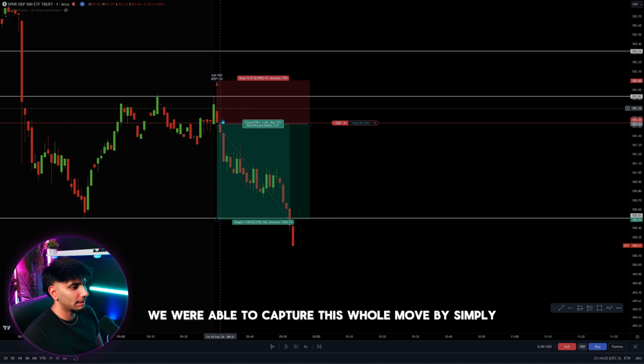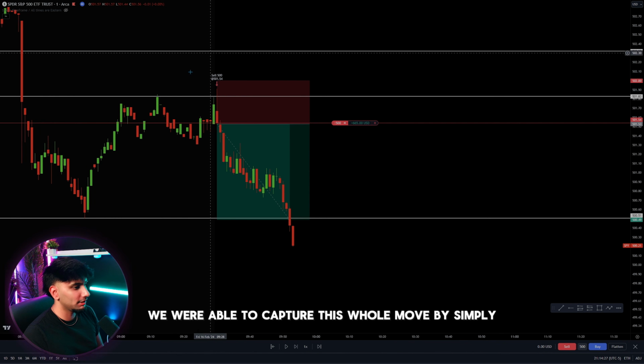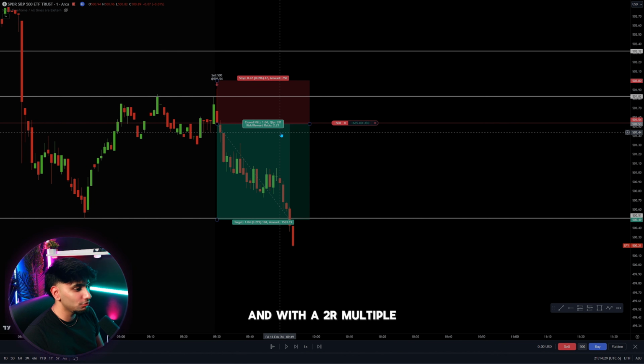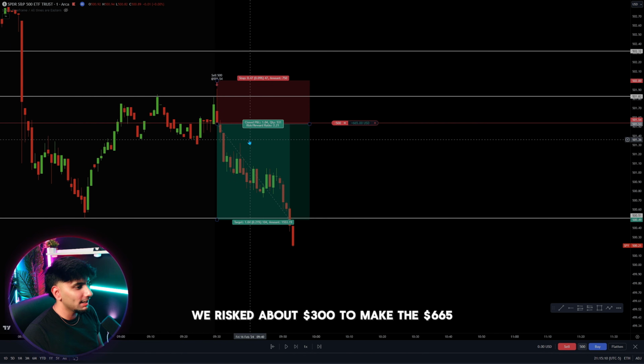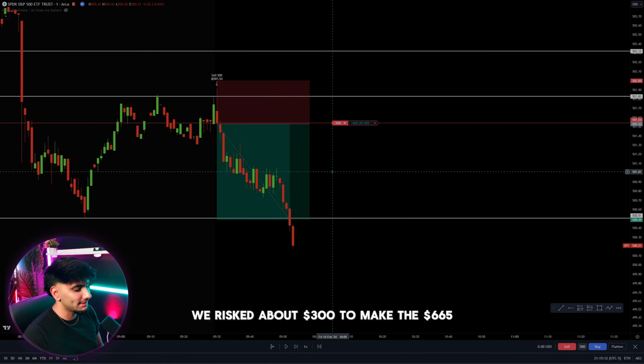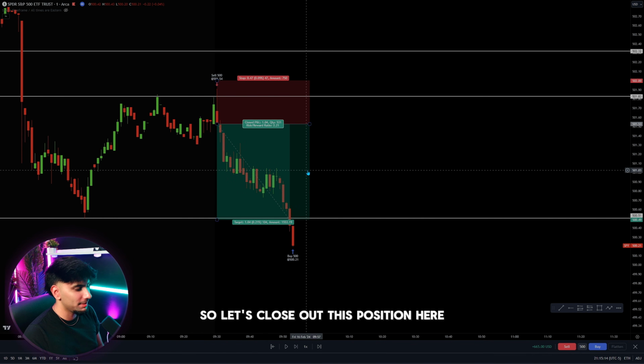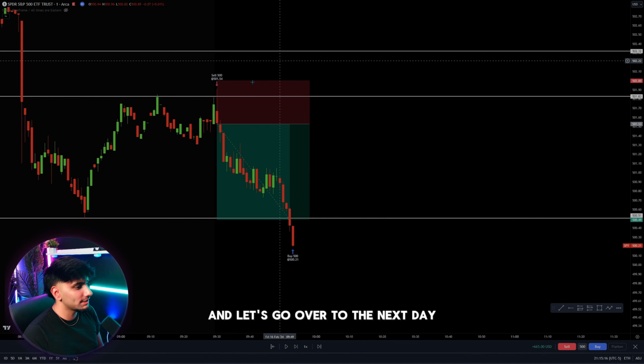And just like that, we were able to capture this whole move by simply using this resistance and with a 2R multiple. This means on this trade, we risked about $300 to make $665. So let's close out this position here, and let's go over to the next day.